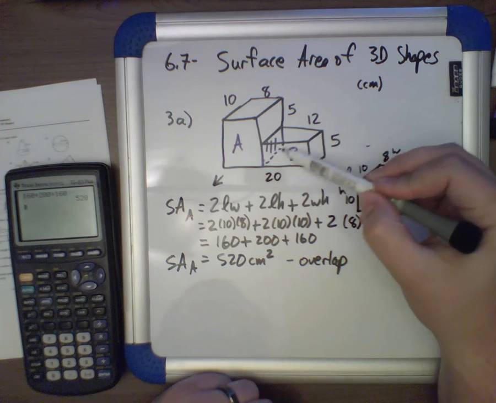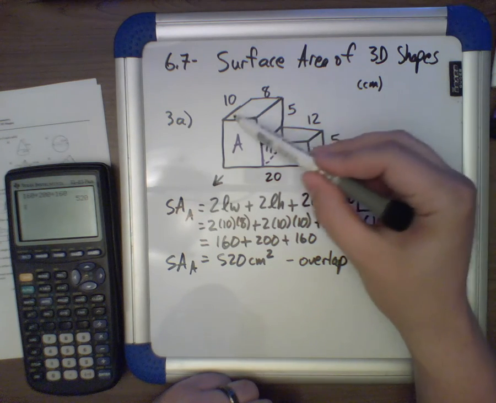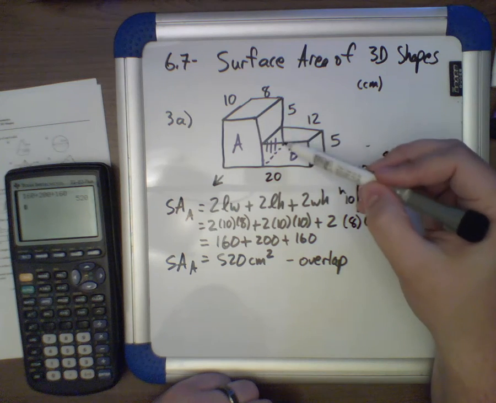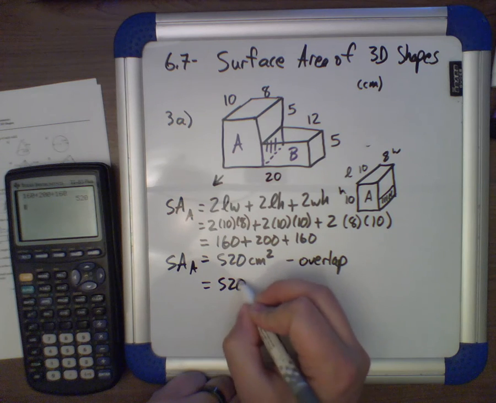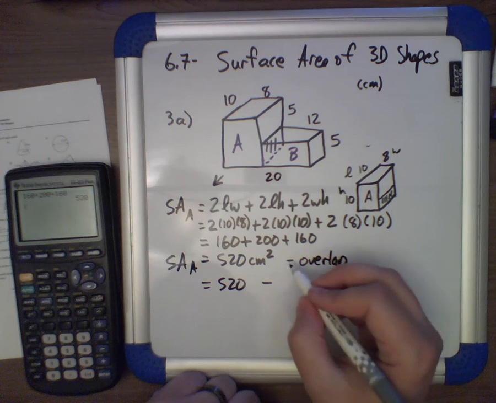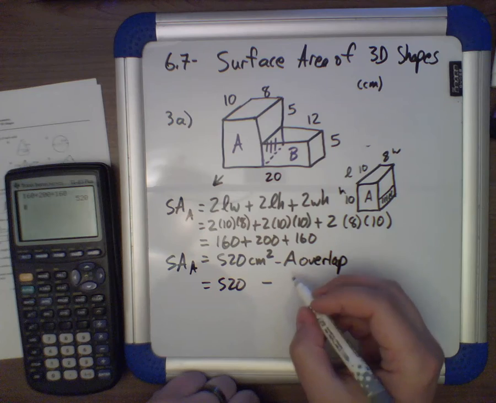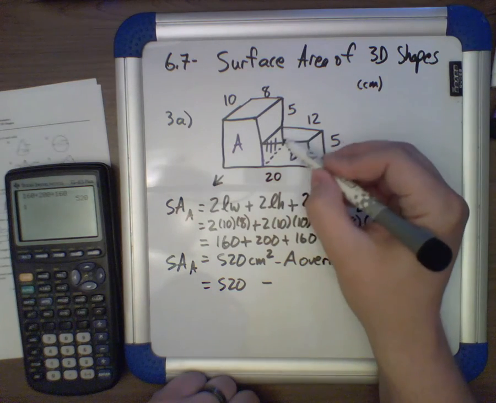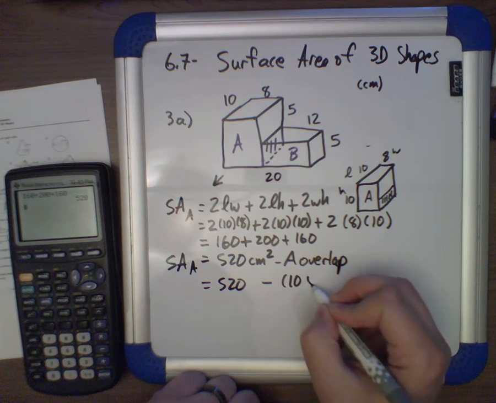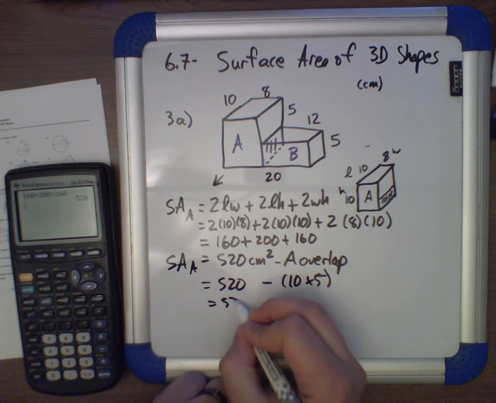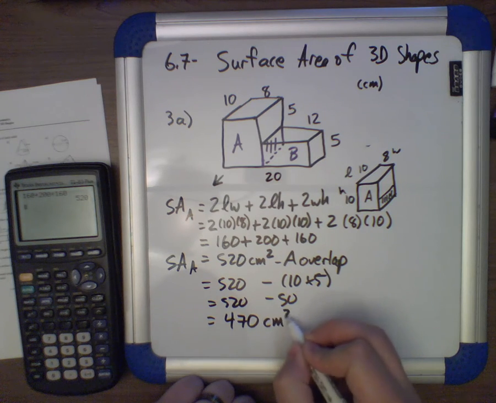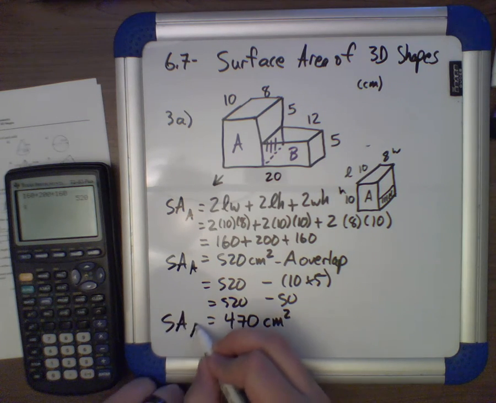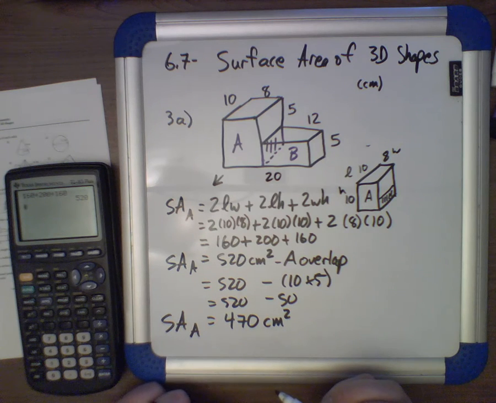Do I know the length of this rectangle? Yes. Same as this length, it's 10. Do I know the height? Yes, it's the same as this. It's going to be 5. So 520 minus the area of the overlap, which we just said is a rectangle, 10 times 5. So 520 minus 50. So 470 centimeters squared. That is our actual surface area for A.